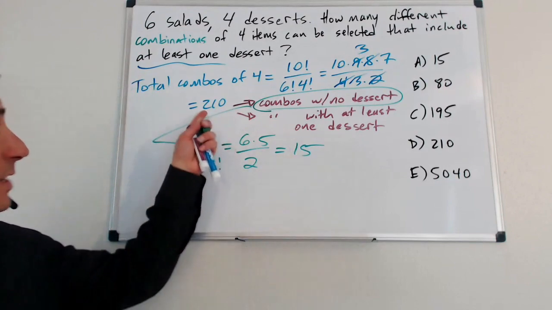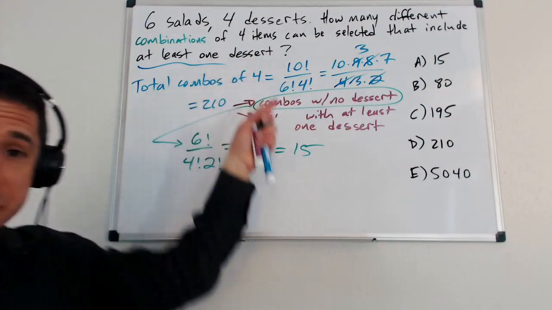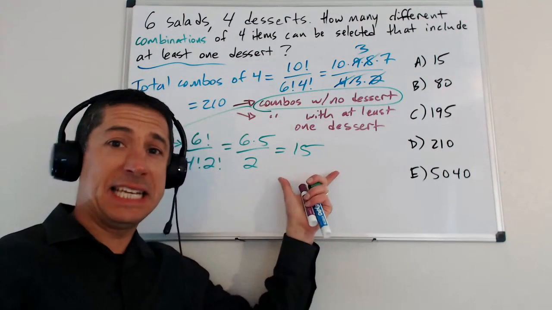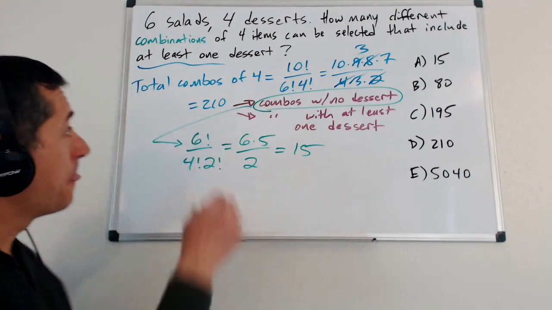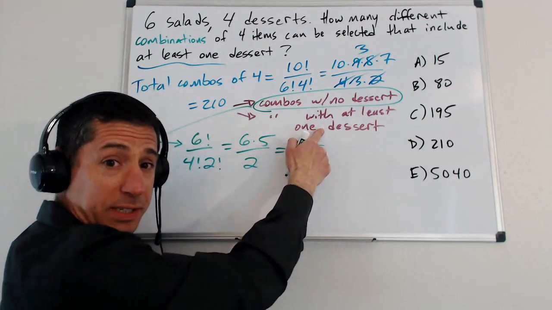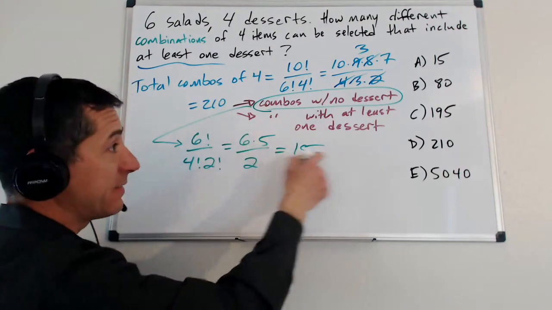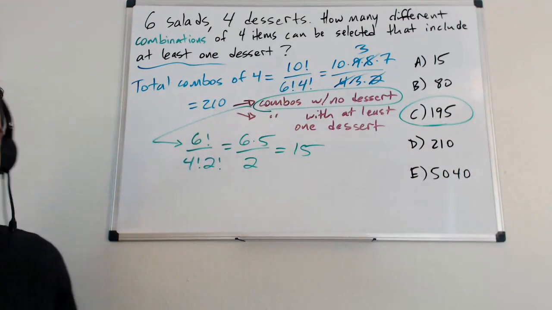So what do we know? We've got 210 total combinations of four items from this menu. Of those combinations of four items, I know that 15 different combinations exist that are salad only. That doesn't sound like fun. So 210 minus 15, and that's going to give me the ones that have at least one dessert in them. So 210 minus 15, that's going to be 195. And my answer is C.